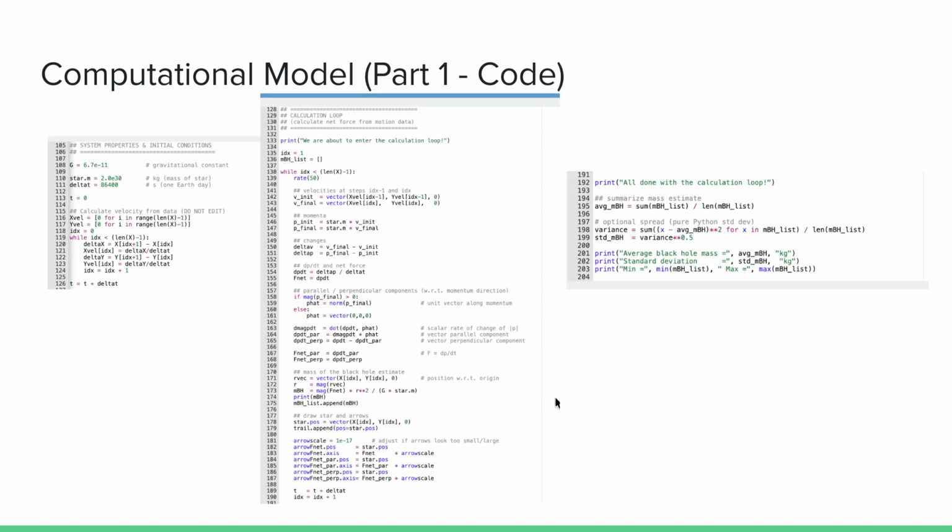This is the computational model part 1 code. By iterating through the data points, we visualize the orbit and compute several estimates of black hole mass, which converge towards a stable mean.